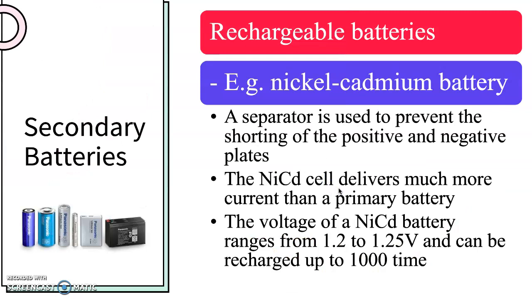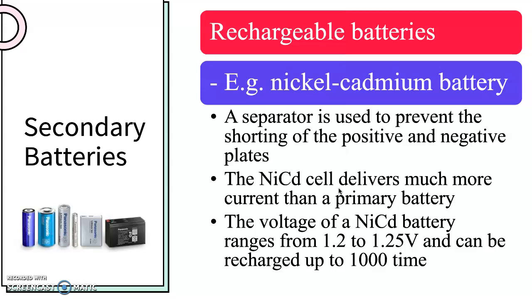Secondary batteries. These are rechargeable batteries used in devices such as phones and cars. An example of a secondary battery is a nickel-cadmium battery, which is made out of nickel-plated cathodes, a cadmium-plated anode, and a potassium hydroxide electrode. A separator prevents the shorting of positive and negative plates and is rolled together with the positive and negative plates in a case. This roll-up design enables the NiCd cell to deliver much more current compared to the primary battery, like an alkaline battery.